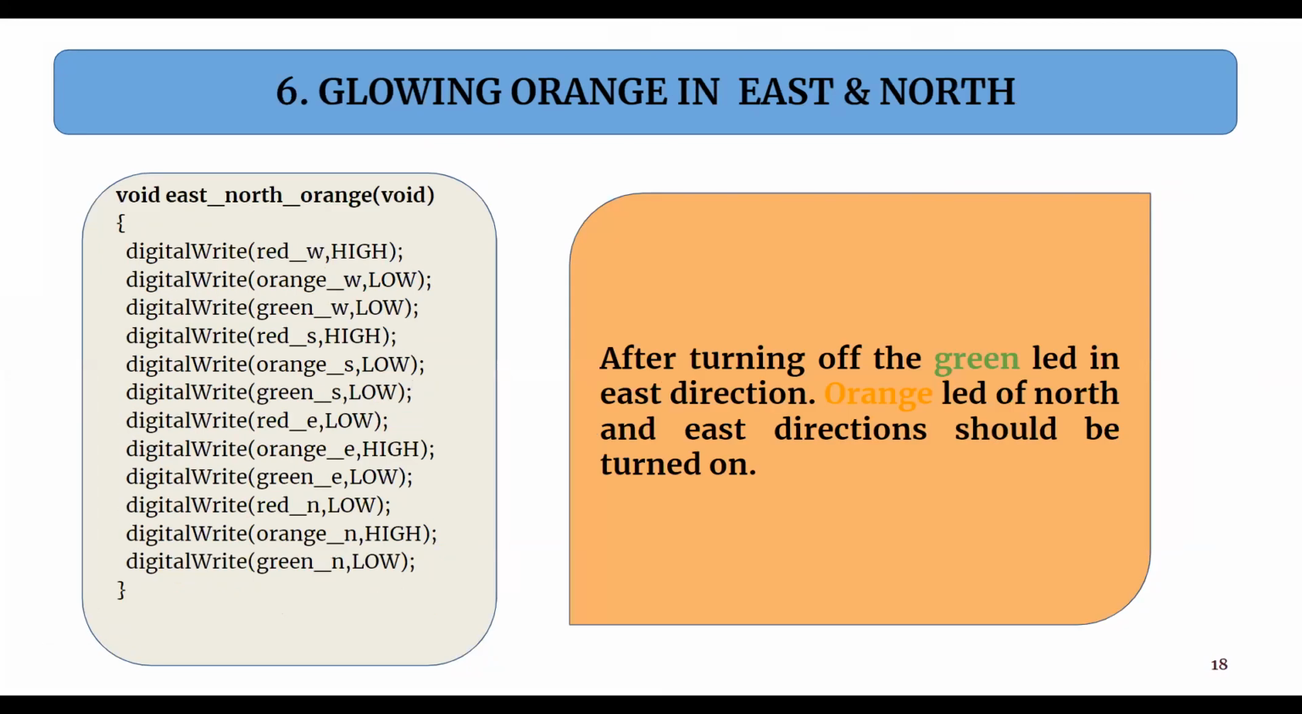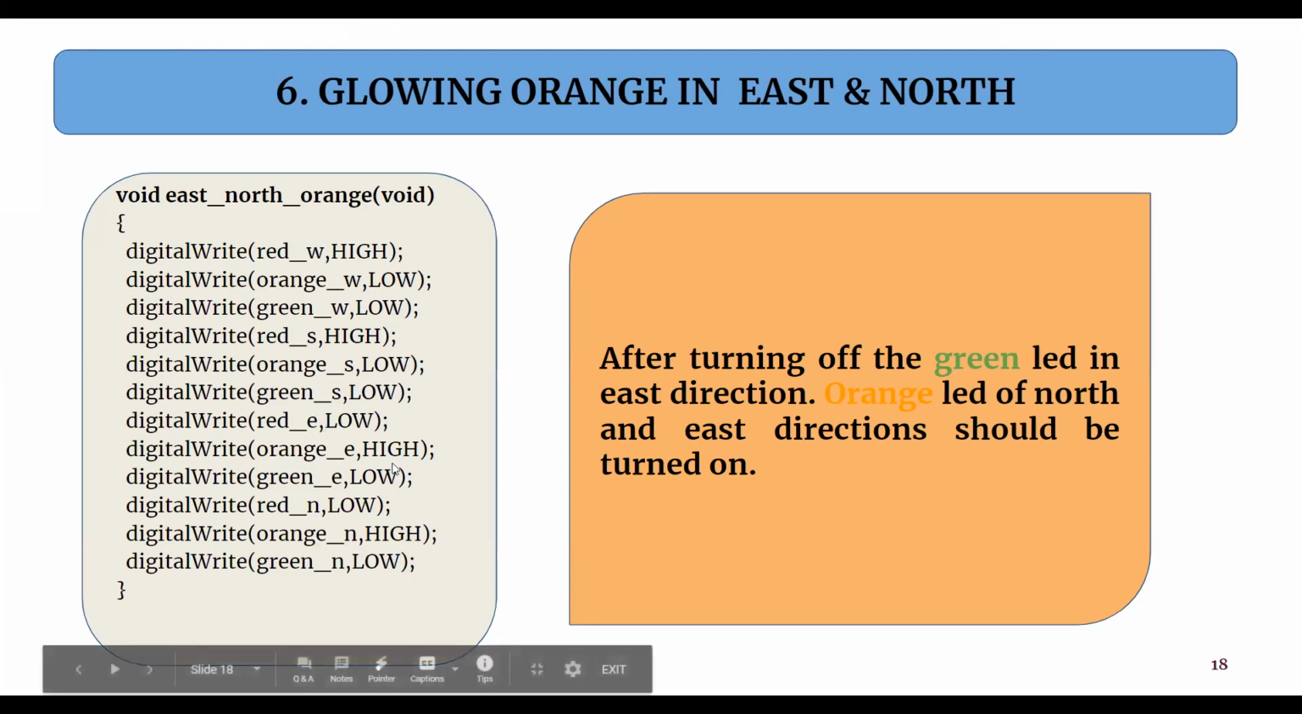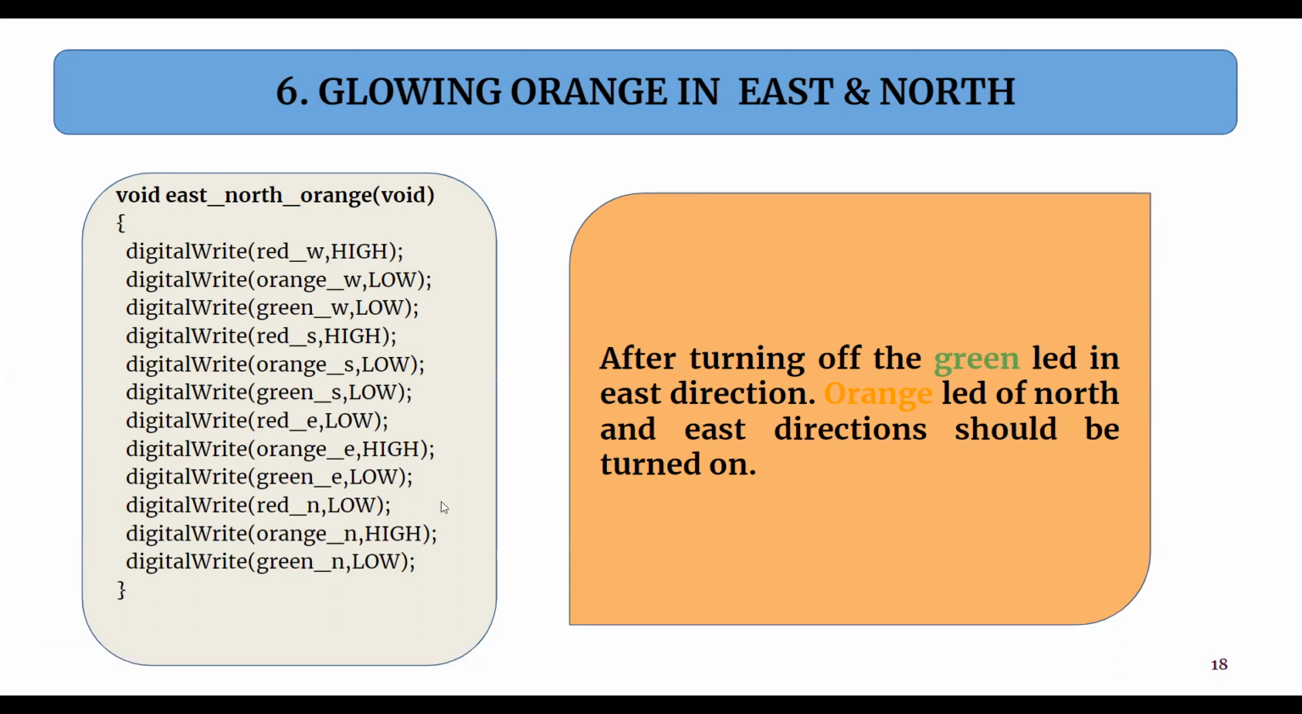And after turning off the green LED in east direction, we have to turn on the orange LED in east and north for 3 seconds. We have given it like that. The orange LED of north should be high and the orange LED of east should be high. Respectively, the red bulbs of the west and south direction should be high and other LEDs should be low.